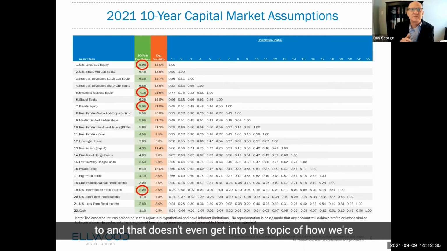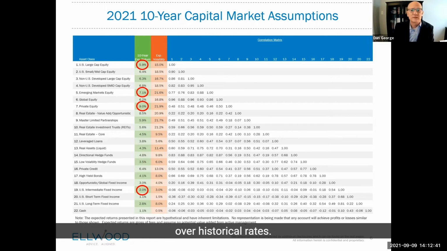And that doesn't even get into the topic of how we're in a very low interest rate environment when we look back over historical rates.